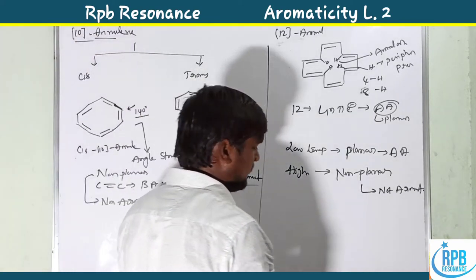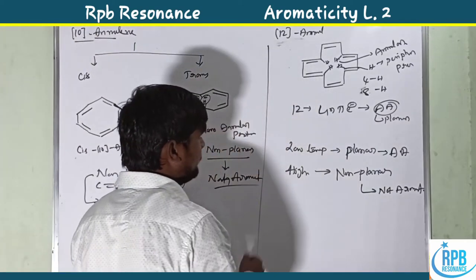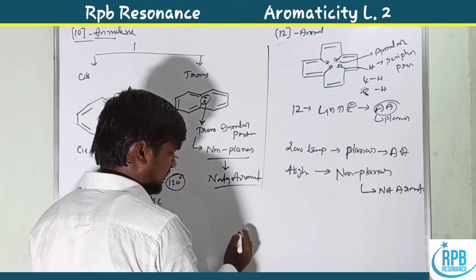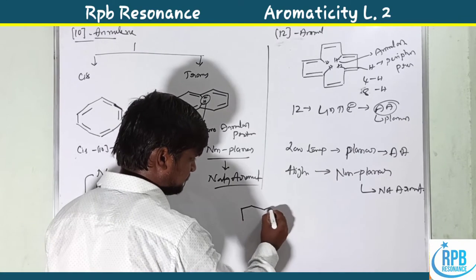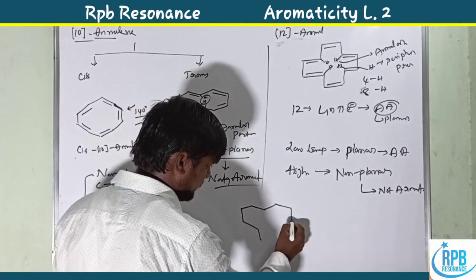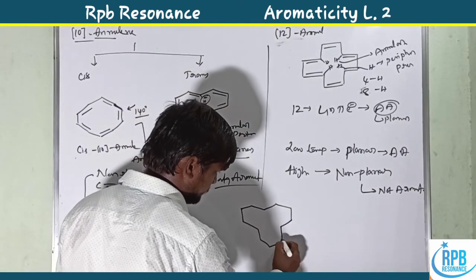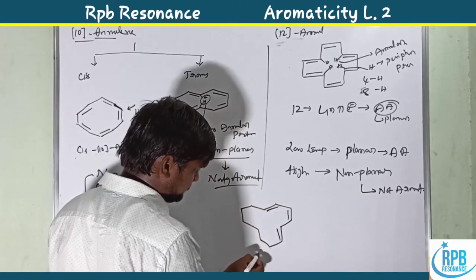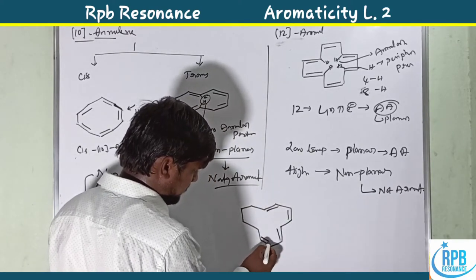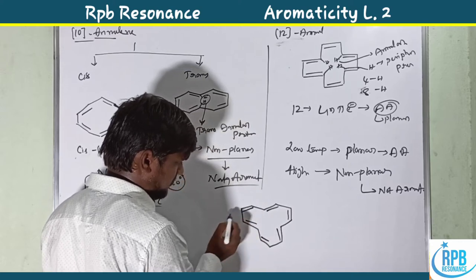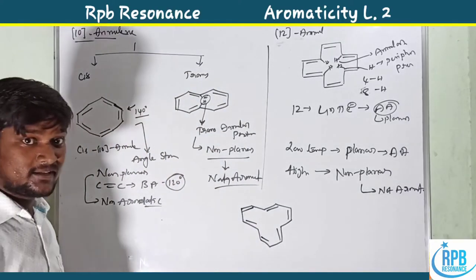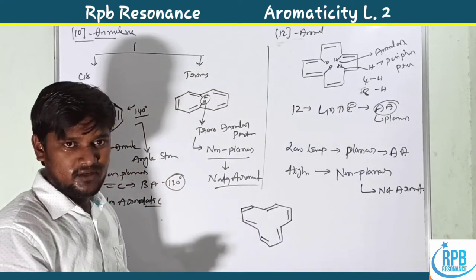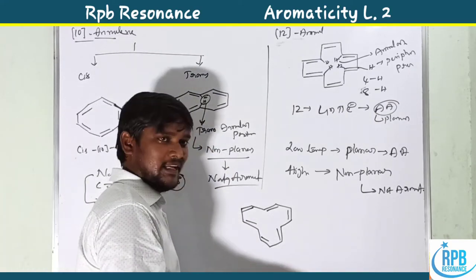Now let's move on to the 14 and 16 annulene systems. Another type of 12 annulene is also there, like this previous year CSIR question. Double bond, double bond, double bond. 6 double bonds, that means 12 electrons. These types of structures are given. This is also a type of 12 annulene, and 6 double bonds means 12 electrons.